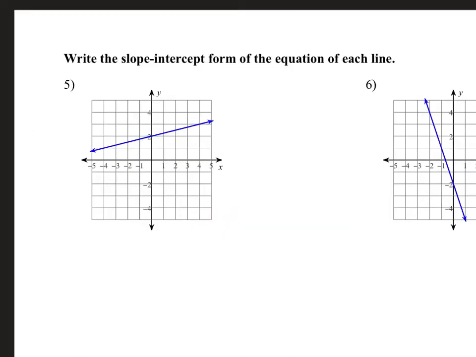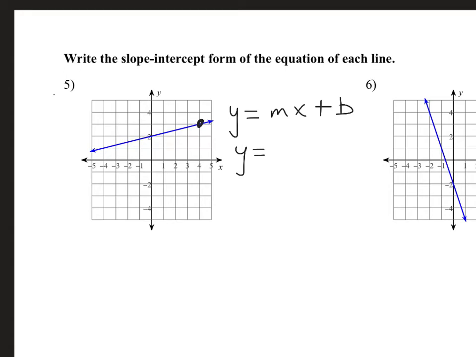Okay, number 5 is asking for the entire equation. So we're not just looking for the slope anymore. We're looking for the equation in slope-intercept form. So again, y equals mx plus b. I'm going to find the slope first. And remember, to make that happen, you've got to choose 2 coordinates if they're not already selected for you.